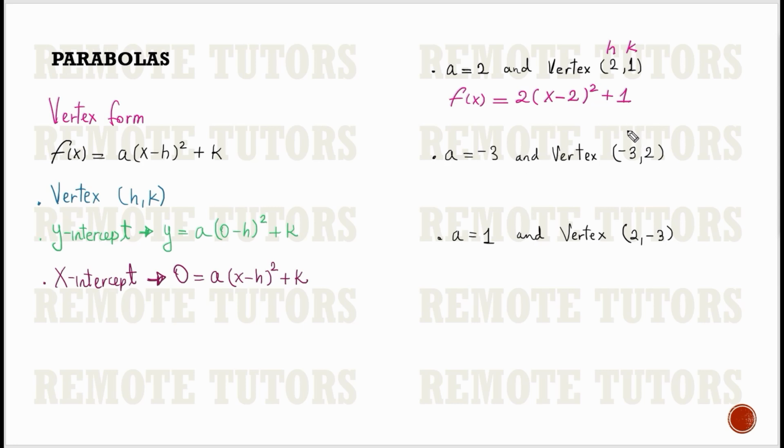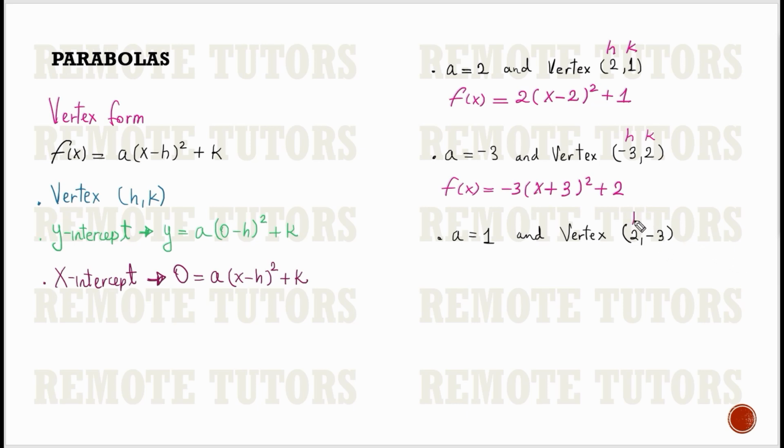Now the next one is the same. This is minus 3 is h and 2 is k, so the formula must be minus 3 times (x minus 3) to the power of 2 plus 2. Don't forget that minus 3 is the same as plus 3. Okay, there it is.